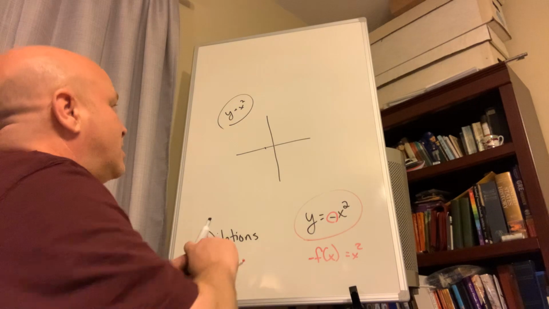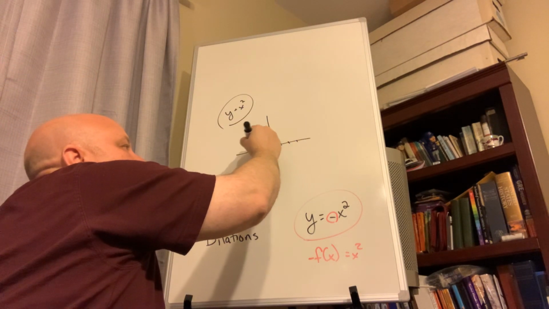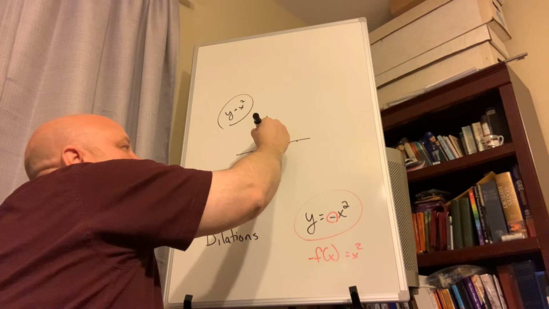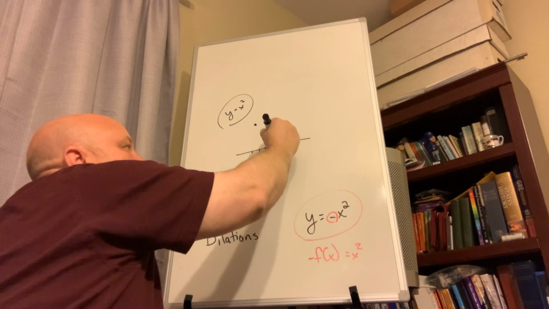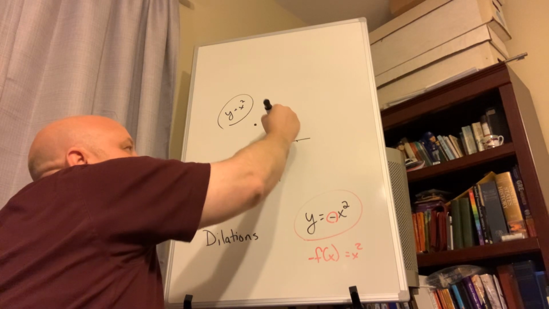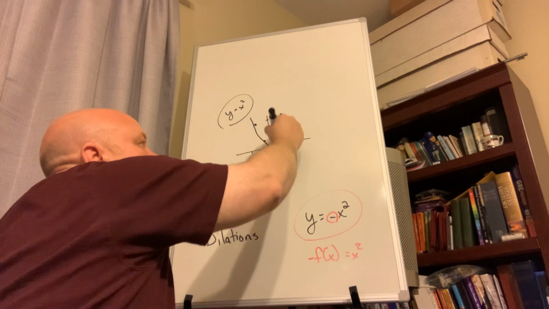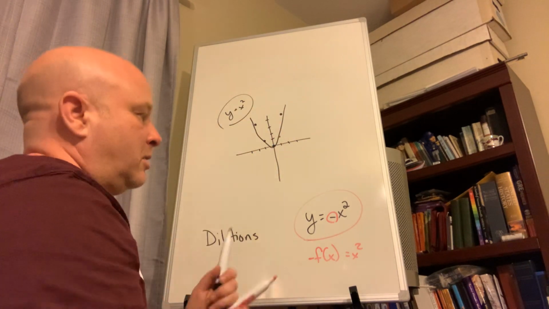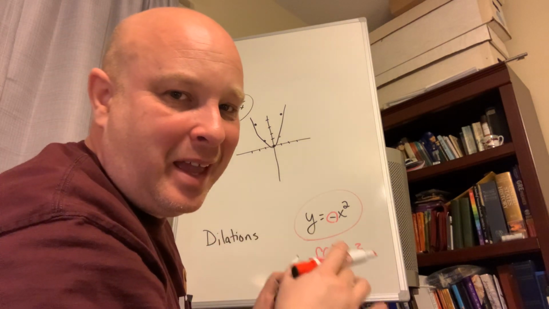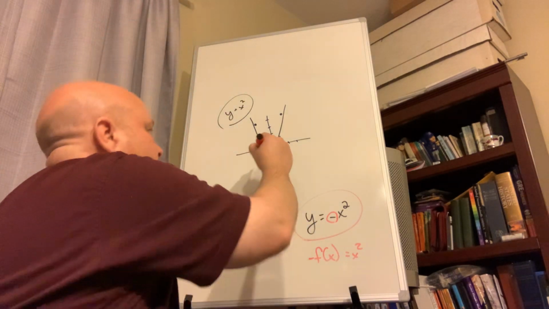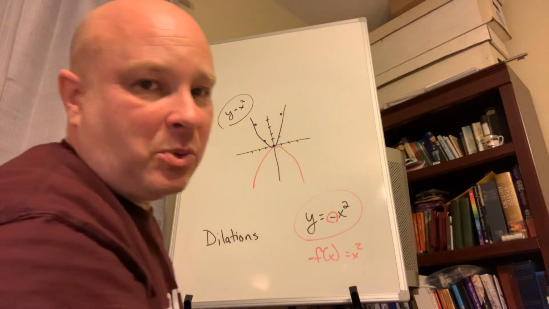So if our parent function is this, that's x squared. y equals negative x squared is the exact same function, just flipped over. Okay? So that's a reflection.